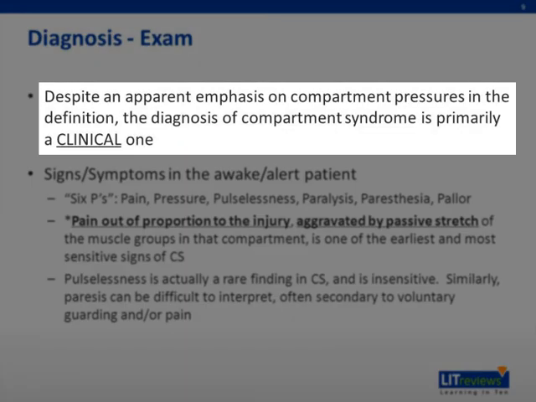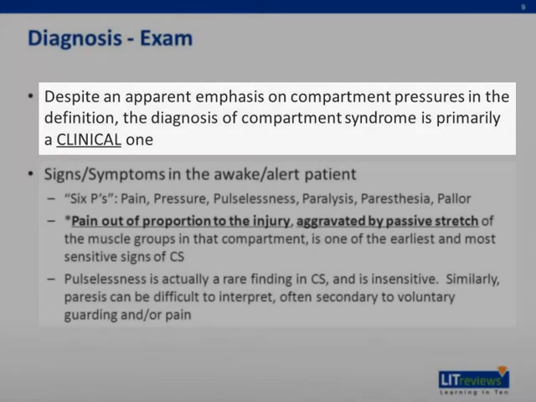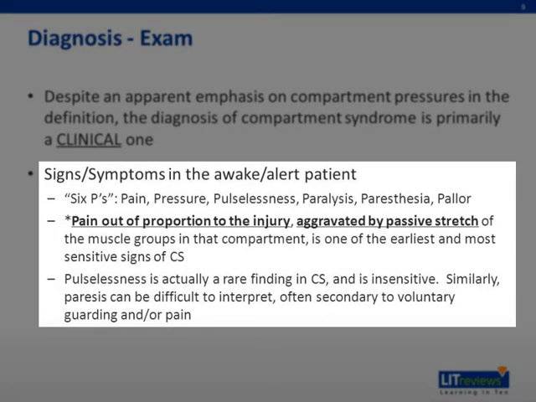So how do we diagnose a compartment syndrome? In short, even though we focus on the pressures and it would seem to be a numerical diagnosis, it's a clinical diagnosis. Compartment syndrome is primarily clinical. So the symptoms, the classic answer you'll see in your textbooks and your USMLE review text is the 6 Ps, meaning pain, pressure, pulselessness, paralysis, paresthesia, and pallor.